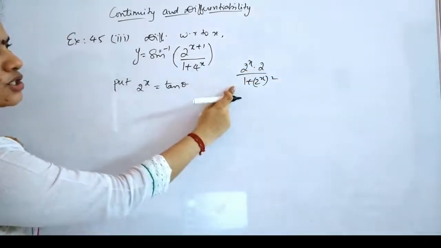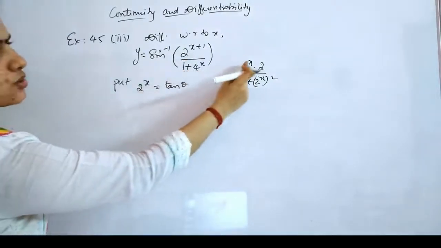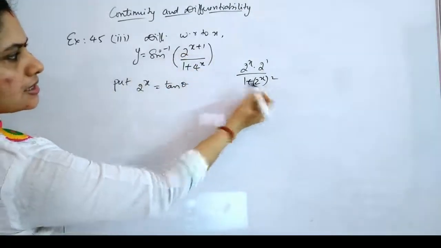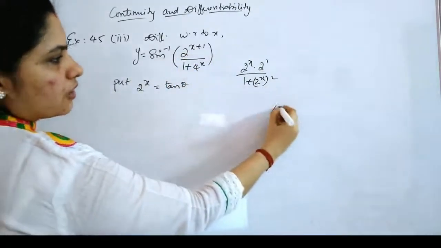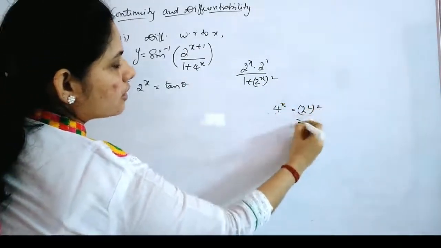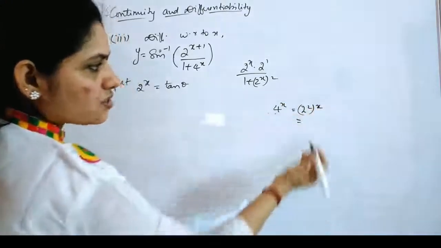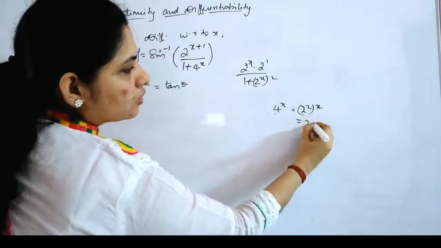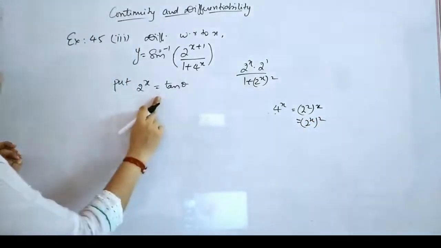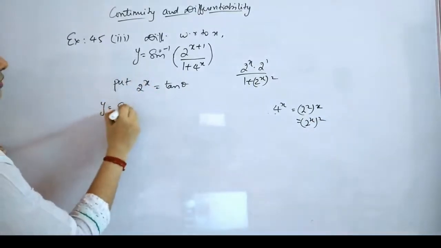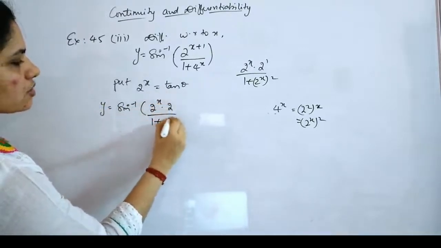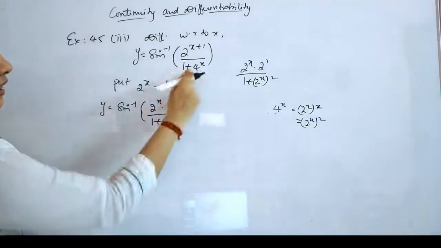I can rewrite 2 raised to x plus 1 by 1 plus 4 raised to x as 2 raised to x into 2, and 2 means 2 raised to 1, so that gives you 2 raised to x plus 1, and this is the same as 4 raised to x. We have already seen 4 raised to x can be written as 2 square the whole raised to x, or as 2 raised to x the whole square also. For convenience we are writing it like this so that we can substitute. Now what will the question become? y is equal to sine inverse of 2 raised to x into 2 divided by 1 plus 2 raised to x the whole square. I am just rewriting the angle.